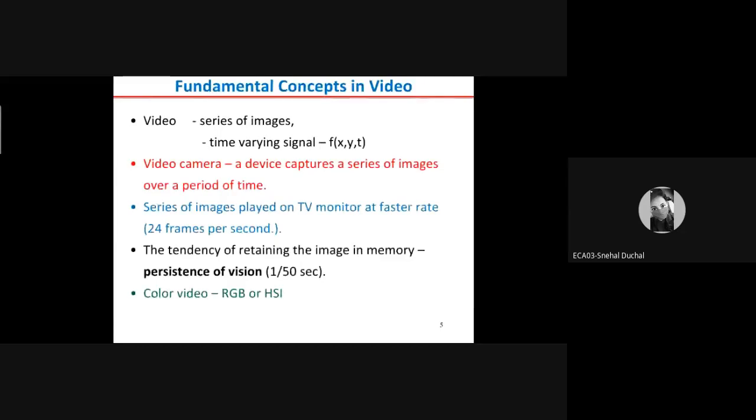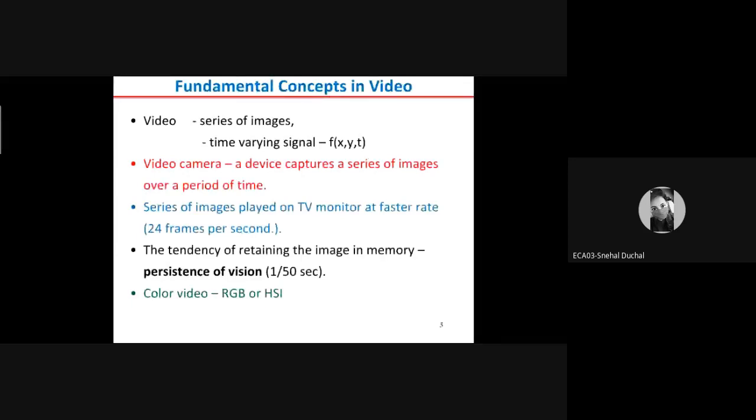So we can consider the representation of a video with respect to time: X, Y, and T, where T is for the time domain. When we start the video, as the time passes, the number of frames can change. So we can also call the video a time varying signal, since it can vary its frames with respect to time.